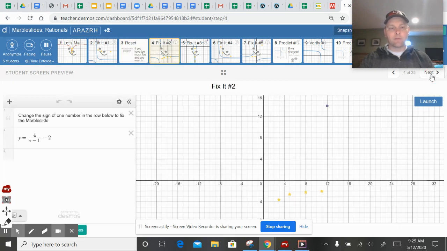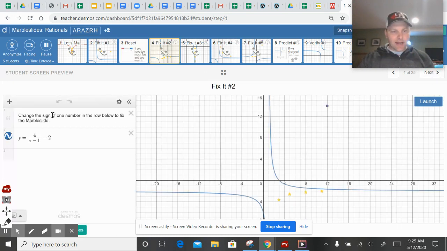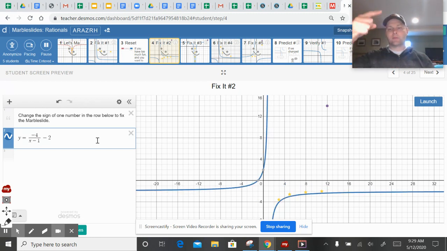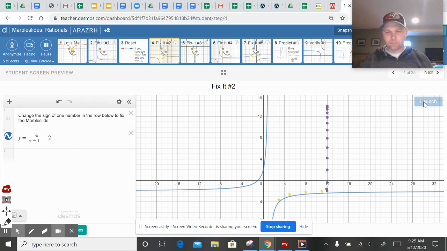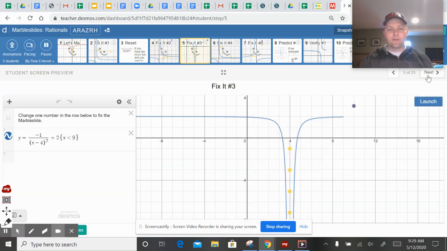Okay, number 2. Change the sign of one number below to fix the marble slide. So right now it's y equals 4 divided by x minus 1 and then -2. We're going to change the sign of one of these. Actually, right now it's a positive 4 divided by x. If we change that to a -4 divided by x, what that's going to do is flip everything to the opposite. It's going to flip it upside down. So changing the sign of that is just turning it upside down. Now it's a negative divided by x, whatever number you have in there for x. So that's why it flipped upside down. And we'll launch that. And our marbles should catch the stars. There we go.